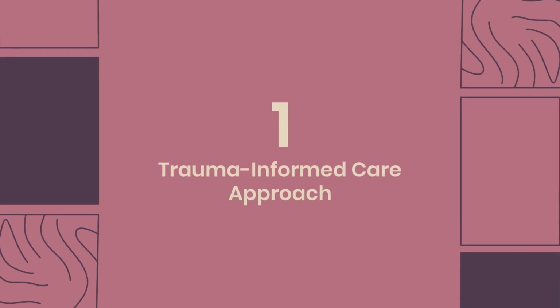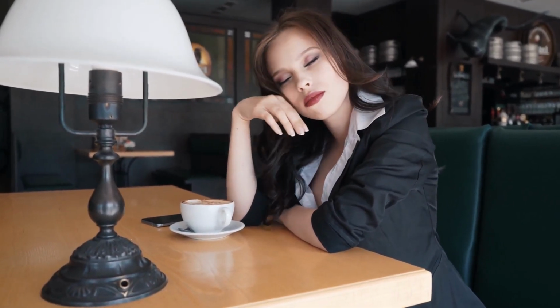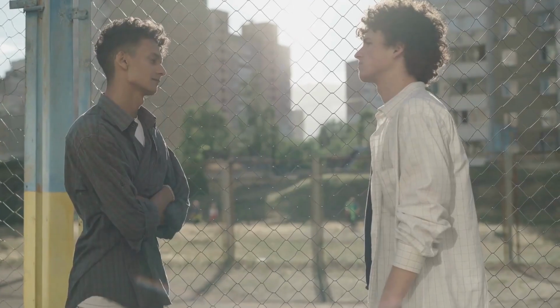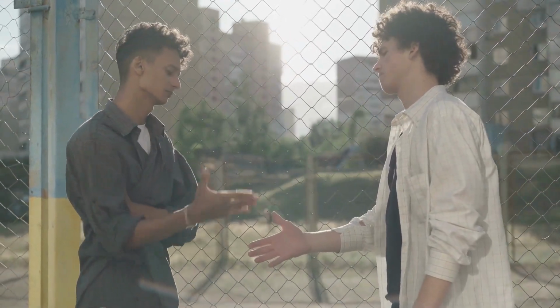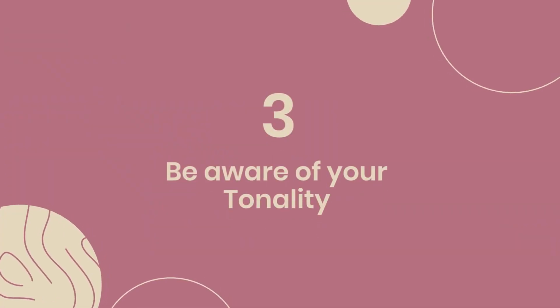So if I were to summarize and recap things, just remember when you're trying to resolve a conflict with somebody, number one, take the trauma-informed care approach, which then allows you to be a bit more objective and calm because you understand why a person is behaving in a certain way. And then number two, use the XYZ method, which is again, when you said or when you did X, I felt Y. I'd prefer and I'd appreciate if you did Z instead. And number three, be aware of your tonality.